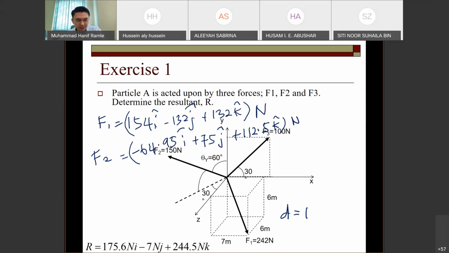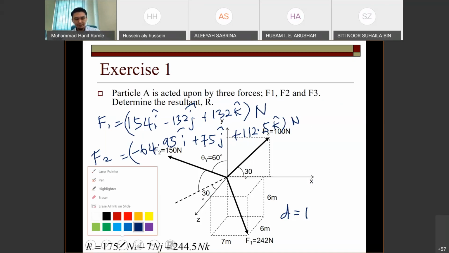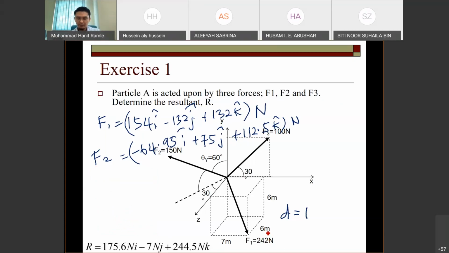For F1, what's wrong? Should the Z be positive or negative? F1, because it's left. F1, the negative one is only for the Y component. This one is correct. Why is the Z positive? It's the left side. Which component? F1Z. Yeah, I know. Which component? X, Y, Z? 6 meter.